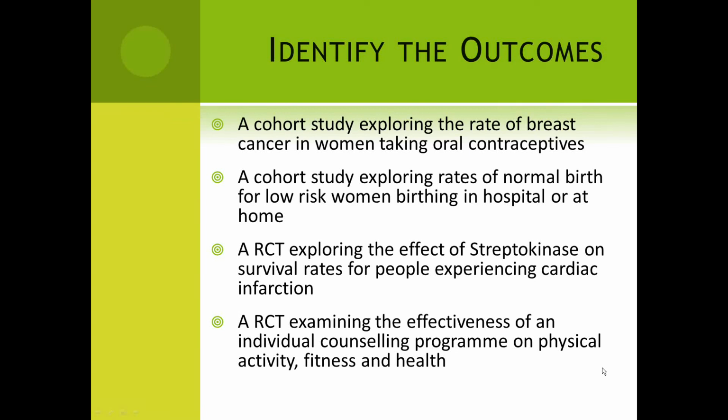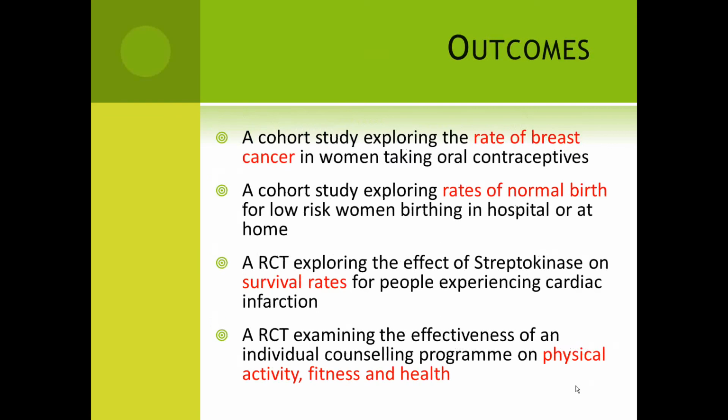So now take a moment to think about what are the outcomes in each of those studies. So there they are again in red. In the first one, the rate of breast cancer is the outcome that the researchers are interested in. In the second one, it's normal birth. The third one, survival rates. And the fourth one, it's some sort of measure of physical activity, fitness and health.